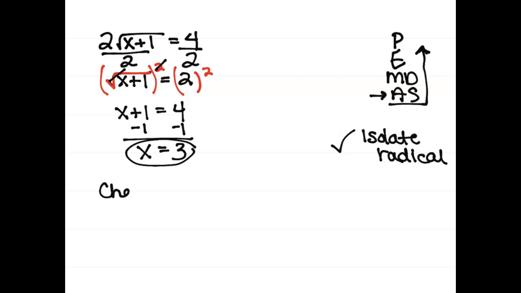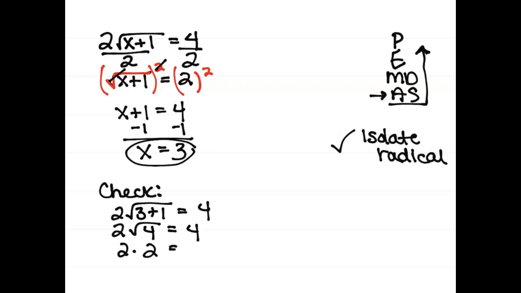My last step is always to check my answer and make sure that it works. So I plug my 3 back into the original problem. That gives me 2 times the square root of 4 equals 4. That's 2 times 2 equals 4, which is true, so I've checked my work and I know that I've done it correctly.